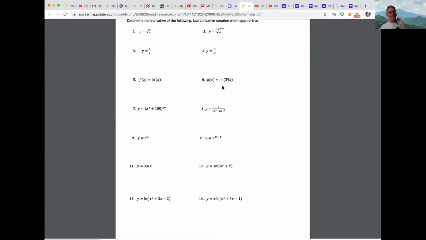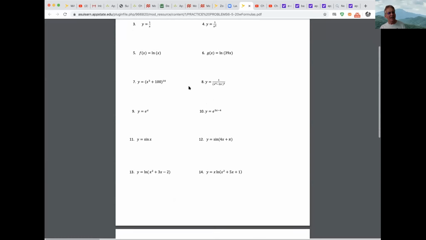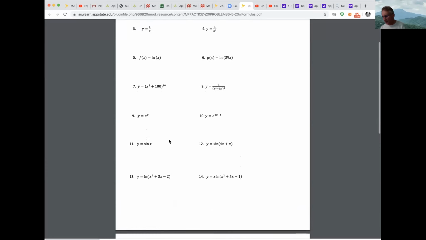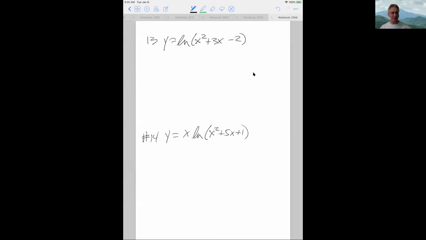So look at this. Look at number 5 and number 6 here, both natural log. And then I've got these down here, also natural log. I want to do these, okay? So I'll put those on my iPad here. Okay, so this is kind of an interesting pattern, you guys.